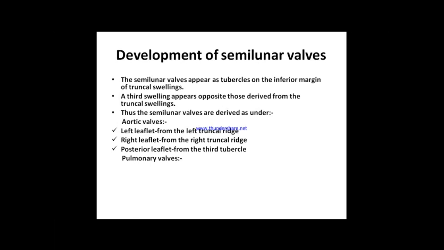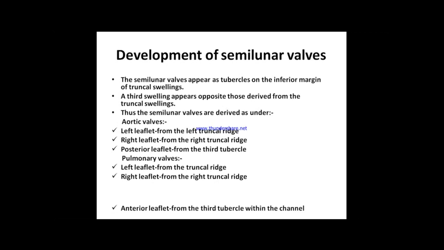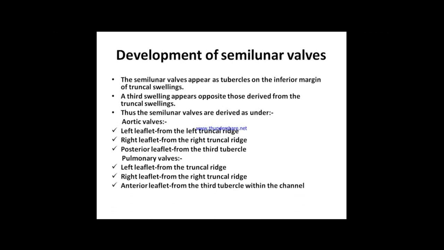Pulmonary valves appear in the same manner. The left leaflet from the left truncal ridge, the right leaflet from the right truncal ridge, and the anterior leaflet from the third tubercle, which appears on the anterior wall of the channel. So here we can see these normal valves. This is the pulmonary valve. This is the aortic valve, and here we have the bicuspid and the tricuspid valves.